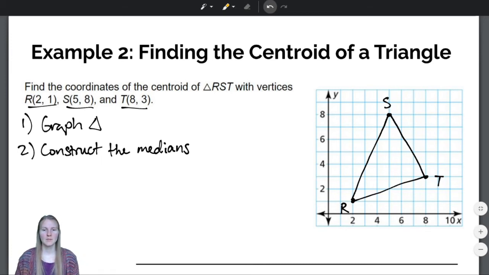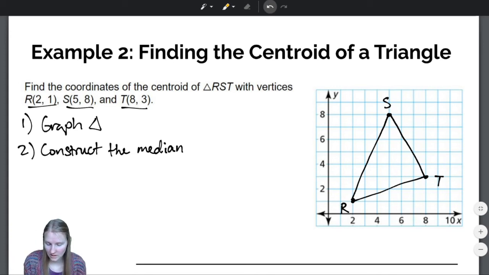Now, let me ask you a question. How many medians do I need to make? So we know that the centroid is where all 3 of the medians meet. It's the point of concurrency of all of the medians. But remember, in 6.2, in the last video, we only needed to find 2 perpendicular bisectors, because we know that the third one is going to go through there.